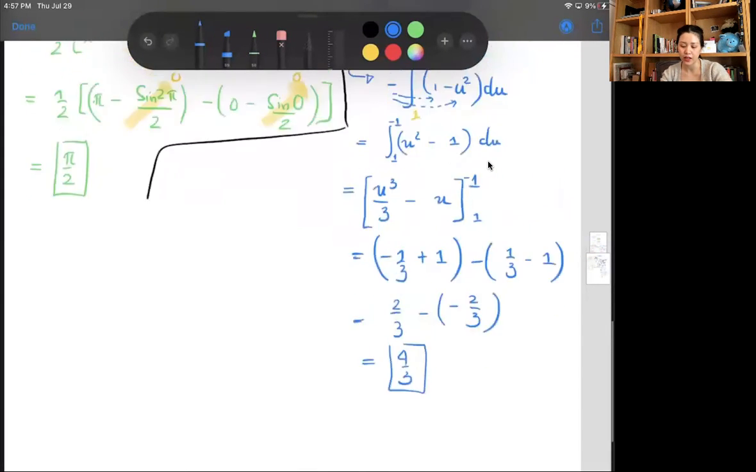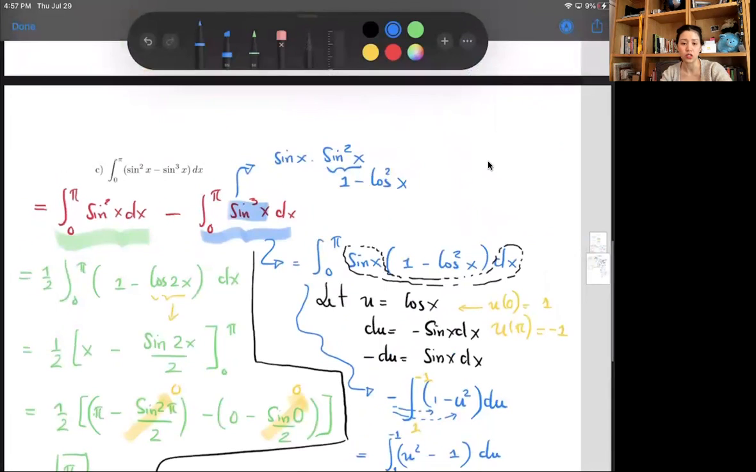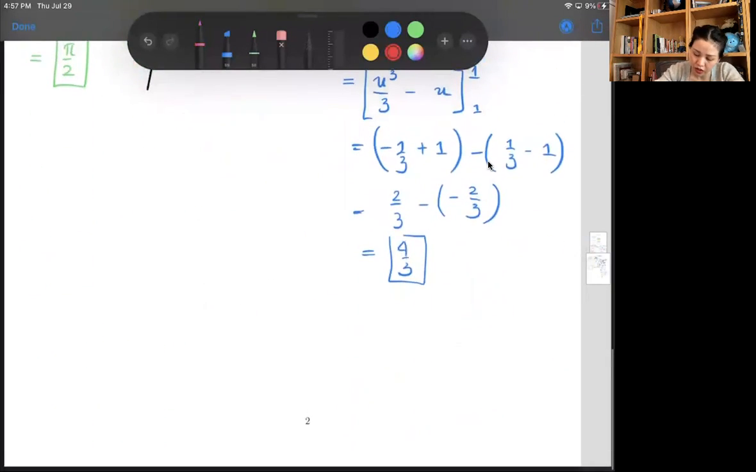Now we're going to combine the results together. So the final answer here is pi half plus 4/3. That's our final answer.